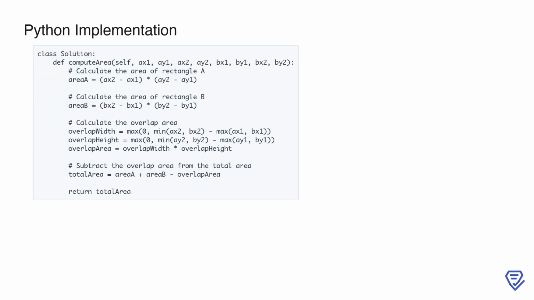This solution computes the total area covered by two rectangles while accounting for their overlap. The compute area function begins by calculating the area of each rectangle individually using the formula width times height.